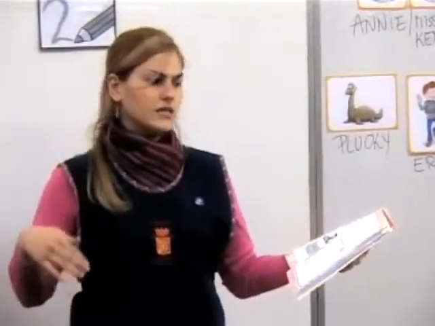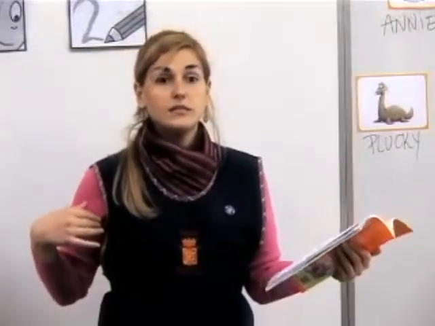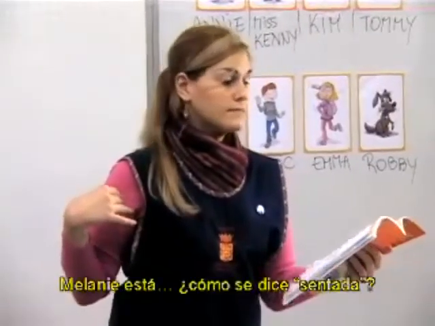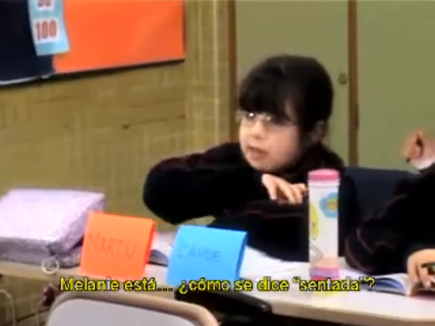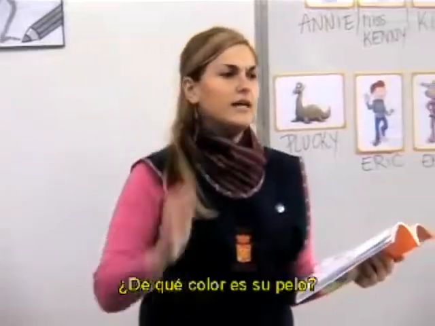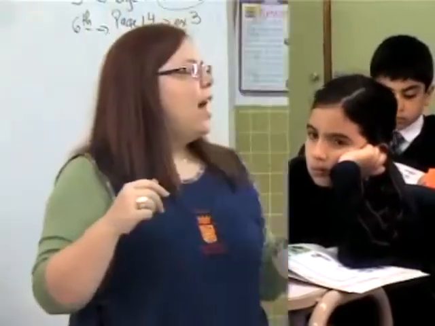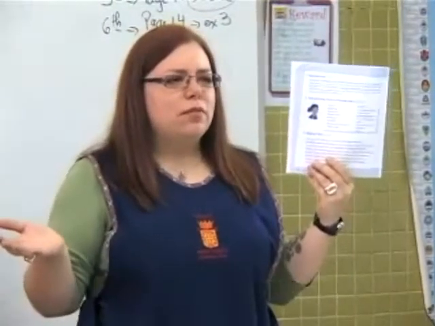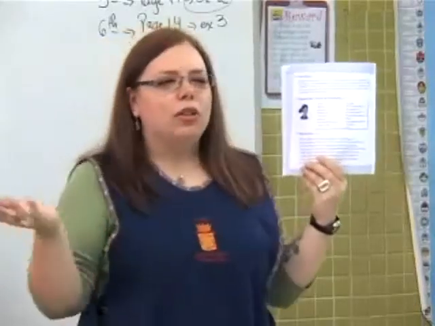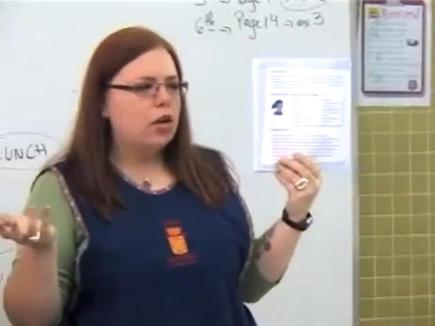Physically, if you look at the characters, if you look at Melanie and Daniel, what can you say about their bodies? Martu, let's see. Melanie is, how do you say sentada? Ah, she's sitting. But if you look at it, for example, her hair, what color is her hair? Black. Black. And is Daniel's hair black? No. And what do we have to do here? Aus. Read and see. Read and circle. ¿Y cómo sé a dónde tengo que hacer el circle? ¿Cómo me doy cuenta? ¿Hay algo que me indica dónde tengo que prestar atención?